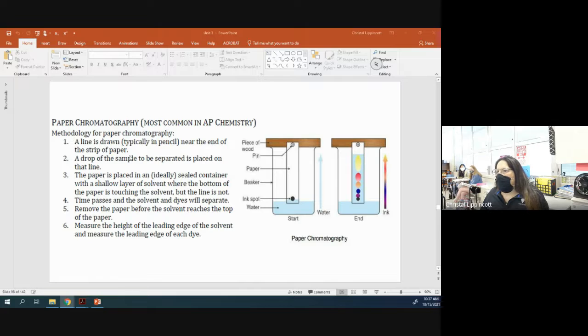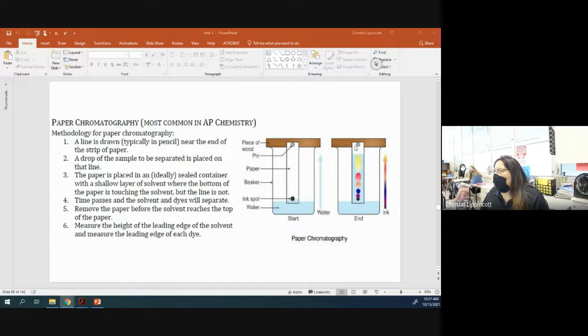The way you would do this is you would draw a line here where your ink spot is, and you're going to draw that typically in pencil because that's not going to move. It's going to stay right there. It's not mobile. Drop the sample on there, and then you're going to put it in some sort of liquid. Sometimes they make it polar, sometimes they make it non-polar, so you have to pay attention to that. And then they watch how far this goes up.